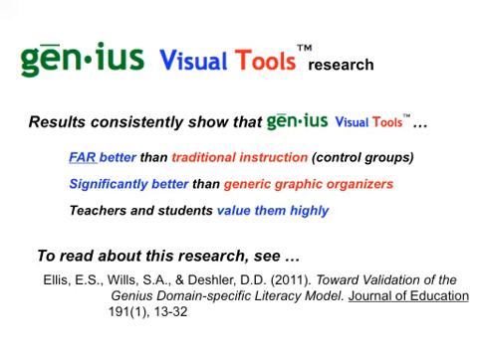If you're interested in reading more about this research, there's an article published in the Journal of Education in 2011 by Ellis, Wills, and Deschler. The name of the article is Toward Validation of the Genius Domain-Specific Literacy Model.